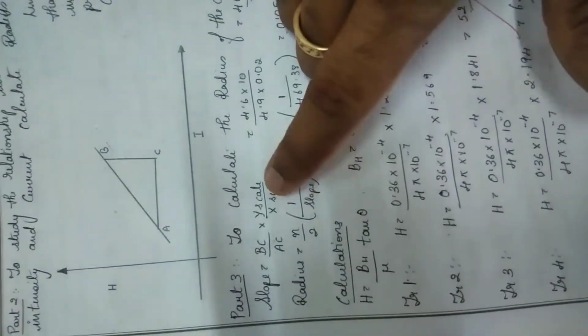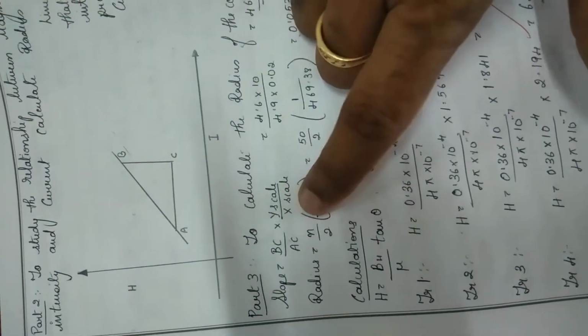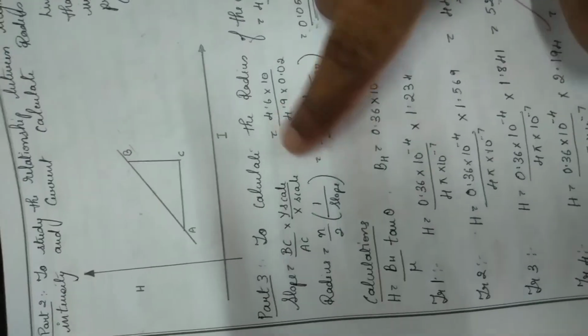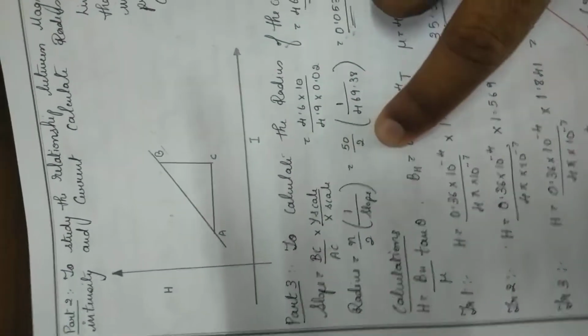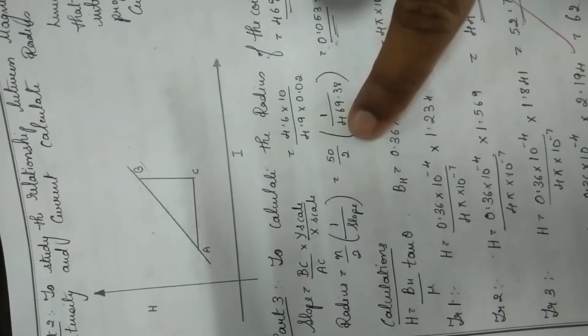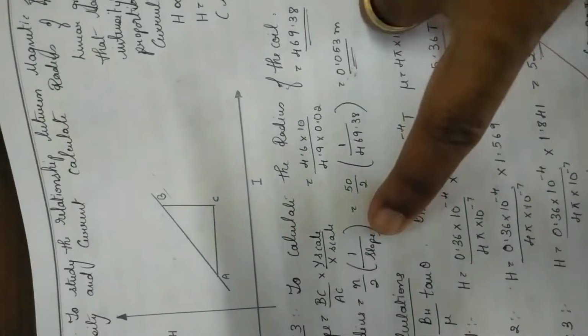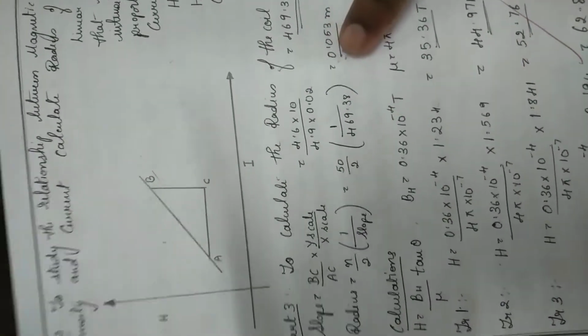Once you get the value of the slope, then calculate the radius of the coil using the formula n by 2 into 1 by slope. Here n is the number of turns we have taken, n is equal to 50 divided by 2, and we got the slope as 1 divided by 469.38. So once you calculate, you will get the radius of the coil as 0.053 meter.